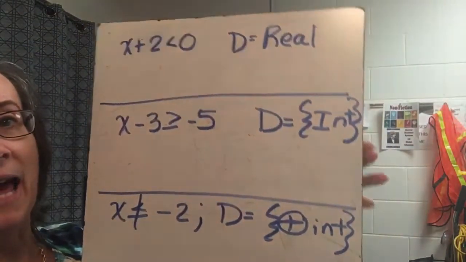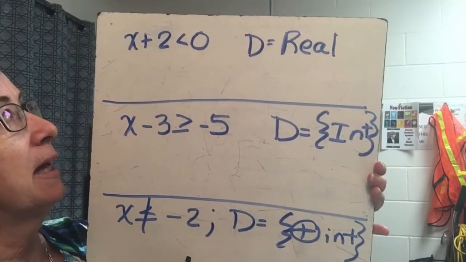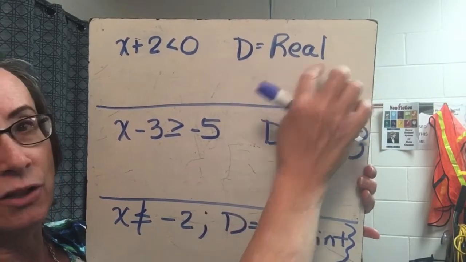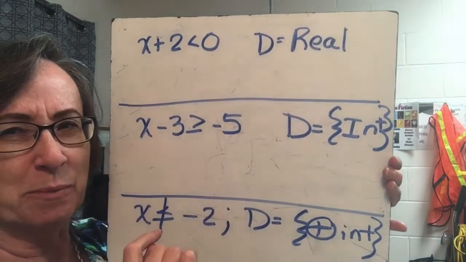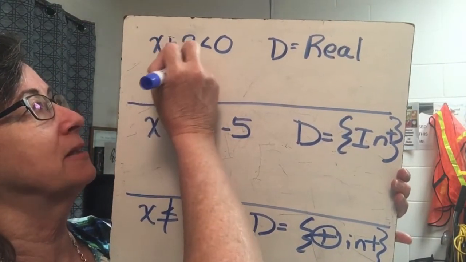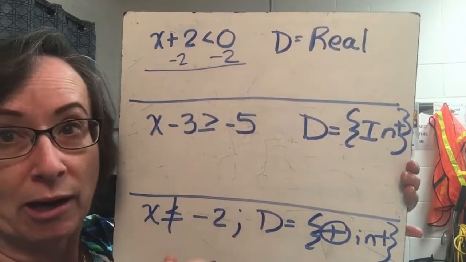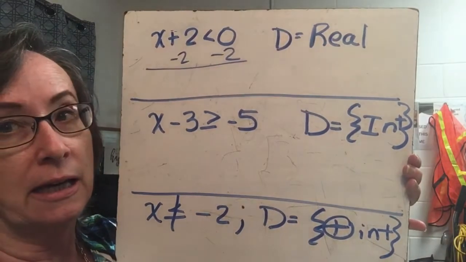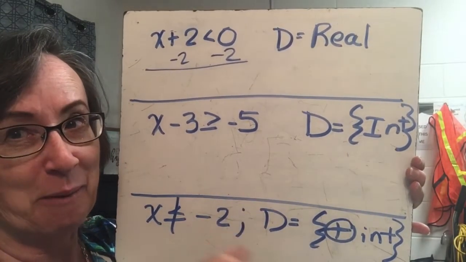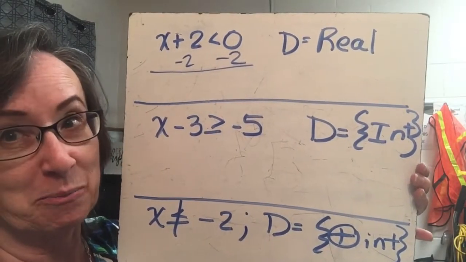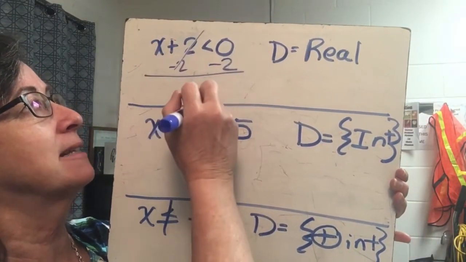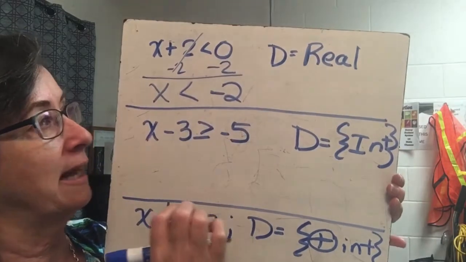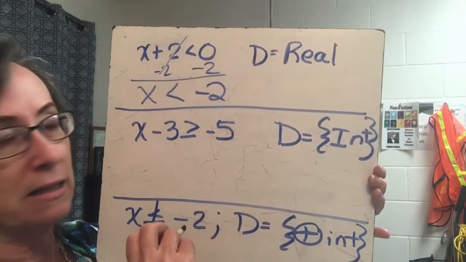Now, how can we use that to solve these three problems? So if we have x plus 2 is less than 0, now we have domain is real. So first let's get this into something a little bit easier. Let's subtract a 2 from both sides. And remember, subtraction is addition of the opposite. So we can use subtraction anytime we want to because it's just adding the opposite. So it still follows the addition property. Okay, so this is going to cancel and we're going to get x is less than -2. The inequality sign does not change and the domain is real numbers.